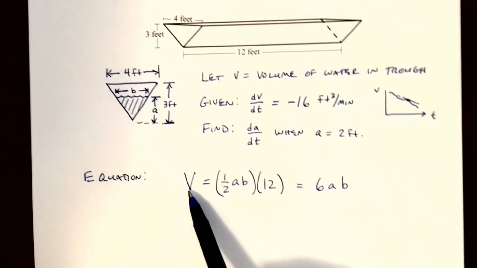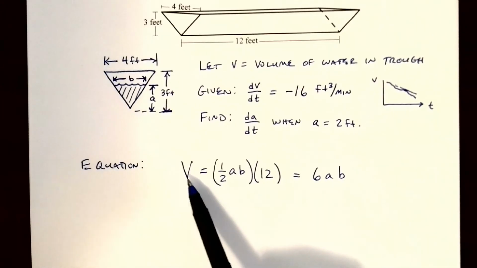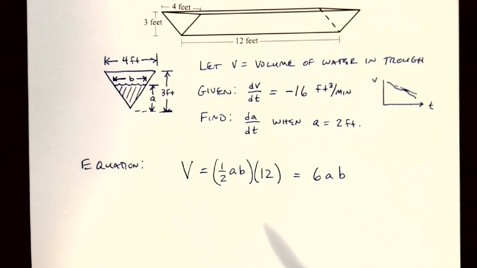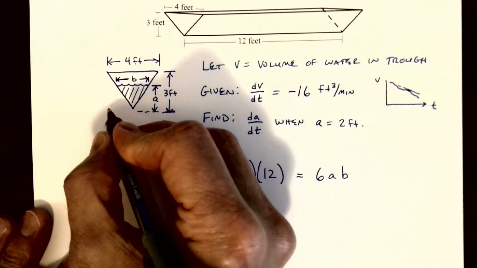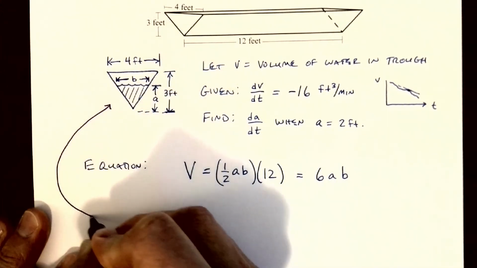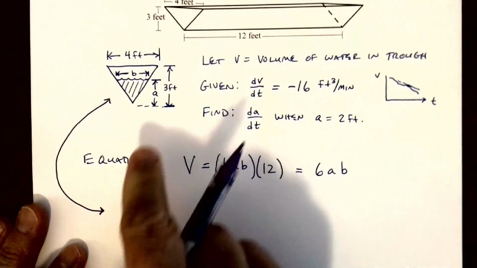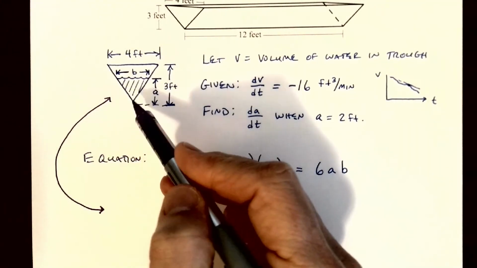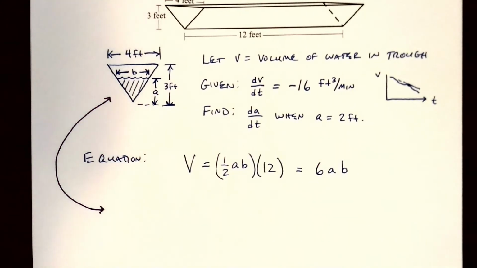So when I look at my equation, it would be nice if I can just get V and A related to one another. Is there any way to do that? If there is, we should try and do that. And the answer is yes, we can. If we look at this picture, there is a geometric relationship that's very important in these types of problems that we're going to use, and that is that the trough itself and the water form triangles that are similar.